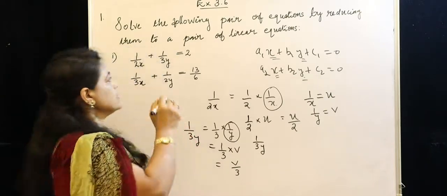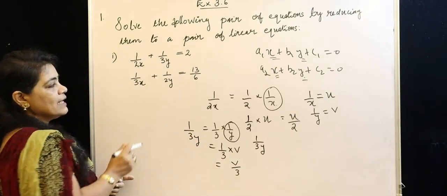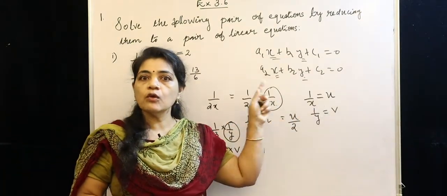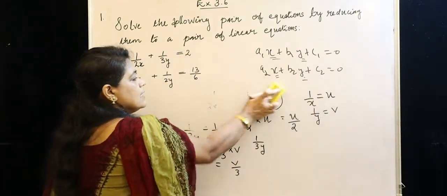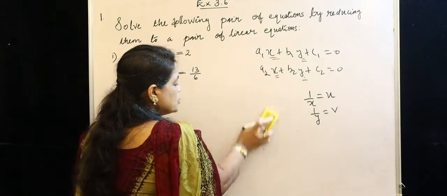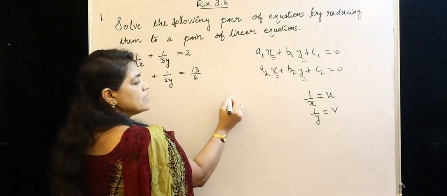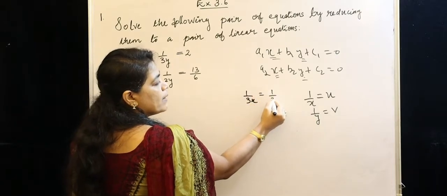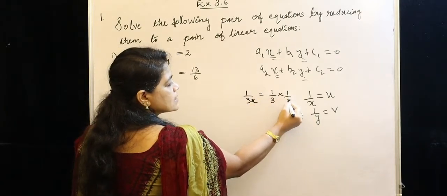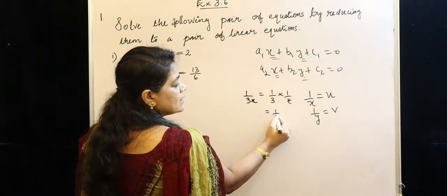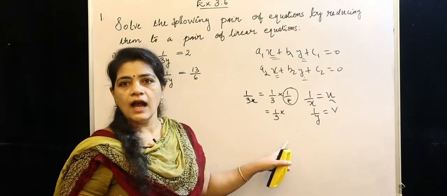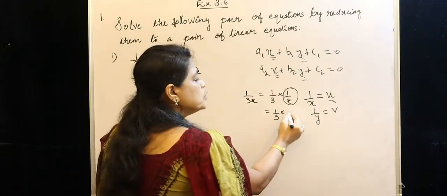Understood? In the same way, 1 by 3x, you can write this 1 by x as u. So 1 by 3x is equal to u by 3. Let us see, children: 1 by 3x equals 1 by 3 into 1 by x, so 1 by 3 into u, substituting u for 1 by x.